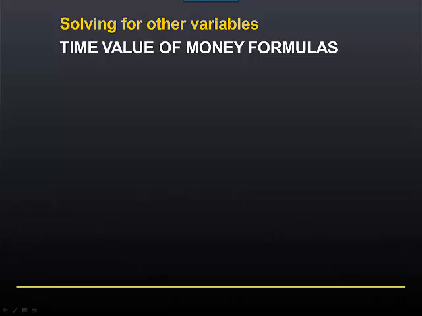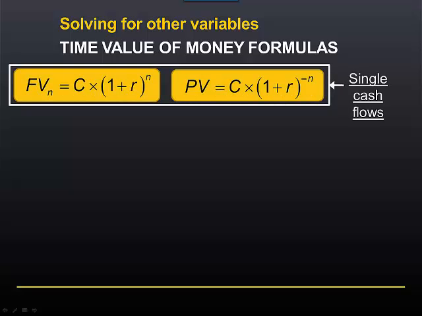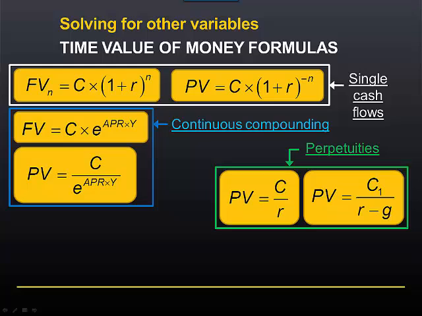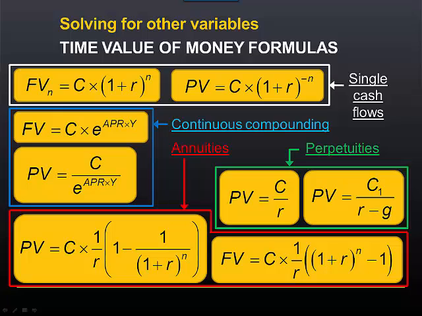We've looked at a number of different formulas to allow us to calculate the time value of money. These were the formulas for the future or present value of a single cash flow, future value or present value of cash flow under continuous compounding, present value of a perpetuity and a growing perpetuity, and the present and future value of an annuity.